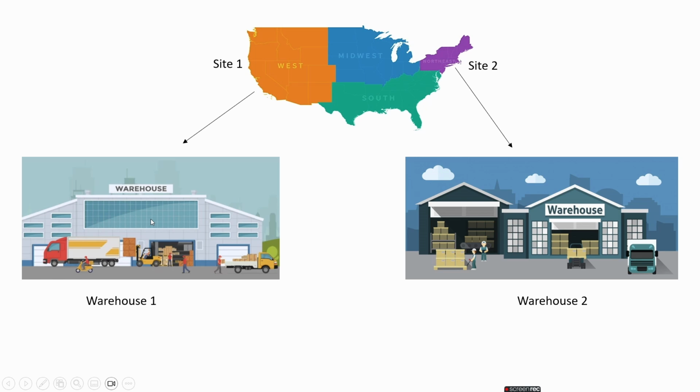So in order to fulfill that order, warehouse 1 decides to take the item from warehouse 2 and transfer it into warehouse 1. In this scenario, warehouse 2 has excess inventory for that item. So warehouse 2 is ready to transfer the goods from warehouse 2 to our warehouse 1. This will be achieved through the transfer order process.